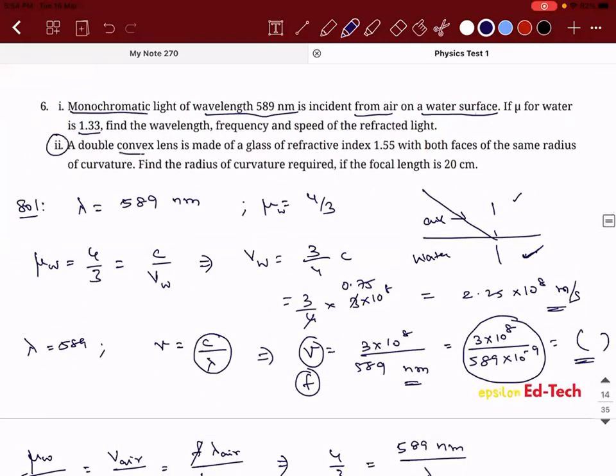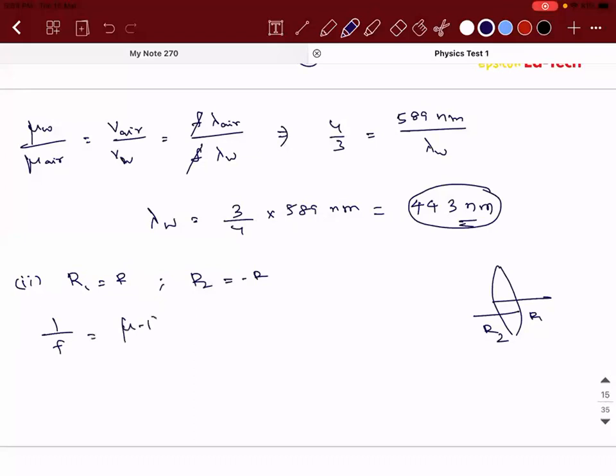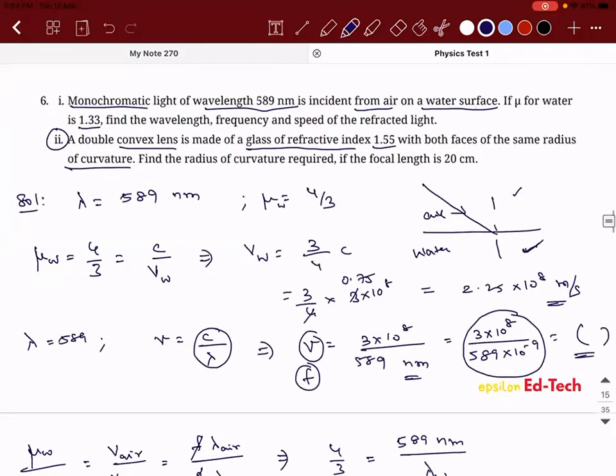Secondly, you have a double convex lens which is made of glass of refractive index 1.55 with both the faces of same radius of curvature. Find the radius of curvature required if the focal length is 20 centimeter. So second problem is R1 is R, R2 is minus R. So this is how a convex lens is R1, R2. So we are going to use lens maker's formula. 1/f is equal to mu minus 1 into 1/r1 minus 1/r2. If you substitute r1 as r and r2 as minus r, you will get mu minus 1 into 2 divided by r.